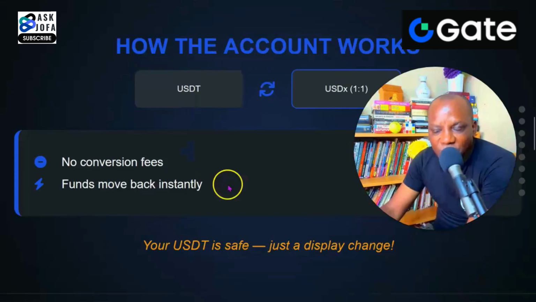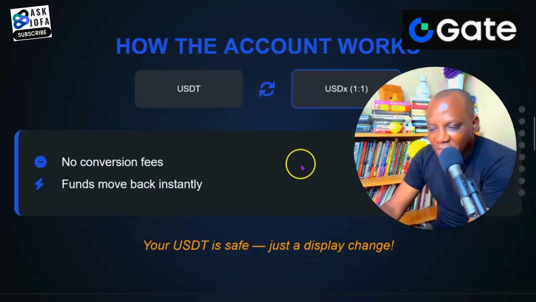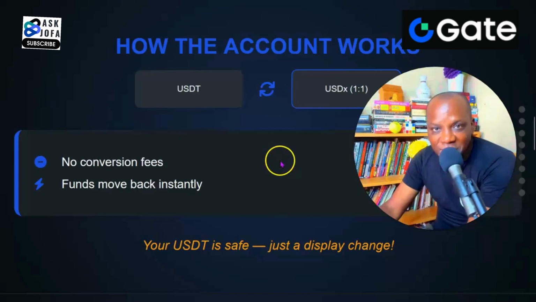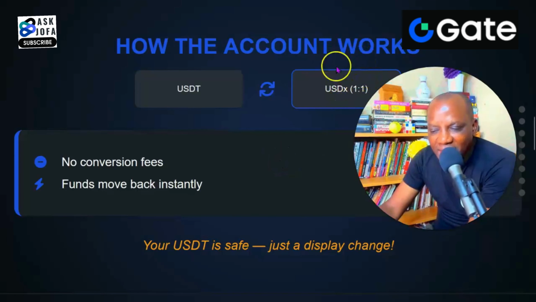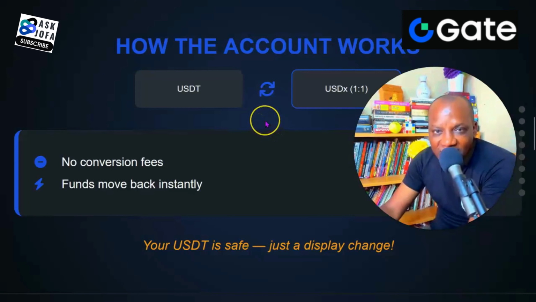So how will this work for you? As soon as you download the Gate Exchange app and you exchange your crypto to USDT, you'll be able to move your USDT into your Gate TradFi account. As soon as you move your USDT to the Gate TradFi account, it's going to become USDX. Don't worry, it is still the same USDT, but USDX, and it is still one-to-one backed. There's no conversion fees, and moving your funds back to your Gate Exchange account is instant. It is just like you are moving money between two wallets inside your Gate Exchange account.